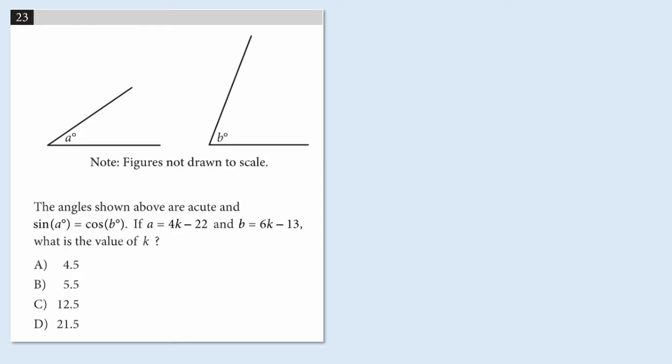Give this a try. It's all right if you're not sure how to approach it. You can even just take a guess. And in about a minute, we'll have a look at it together.